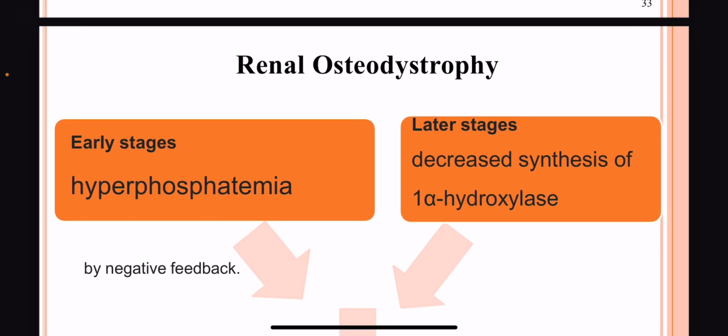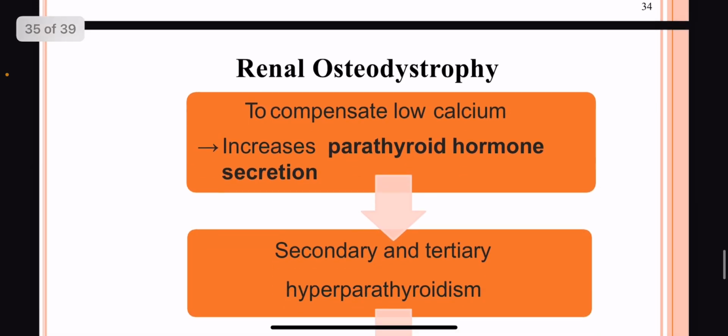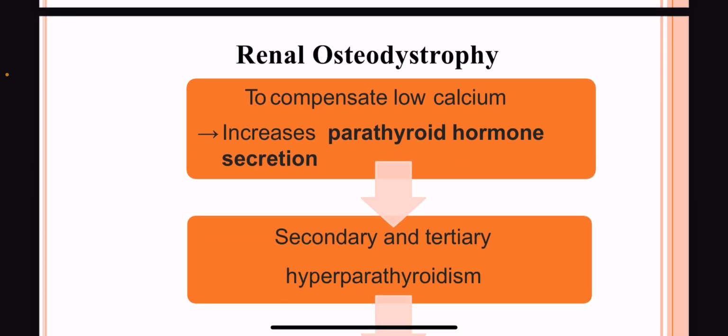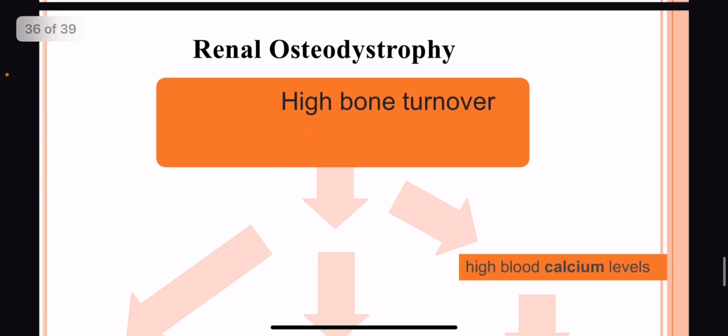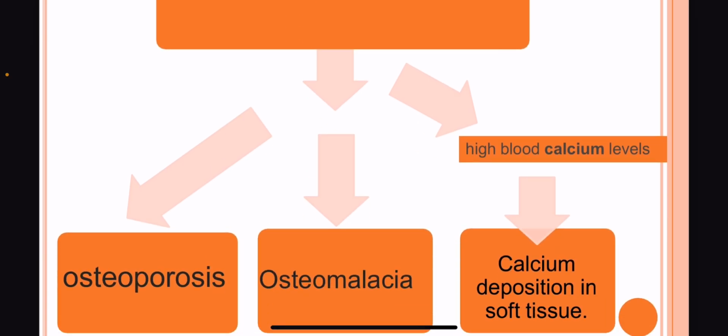In renal osteodystrophy, in the early stages there is hyperphosphatemia, and later on increased 1-alpha hydroxylase enzyme activity by negative feedback can lead to hypocalcemia. To compensate for the low calcium, our body produces more parathyroid hormone, which acts on osteoclast cells to release calcium. Secondary and tertiary hyperparathyroidism occur, that is high bone turnover, which leads to osteoporosis, osteomalacia, and calcium deposition in soft tissues.